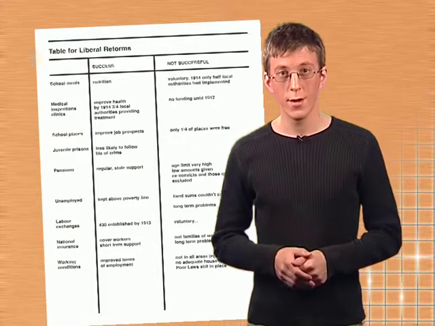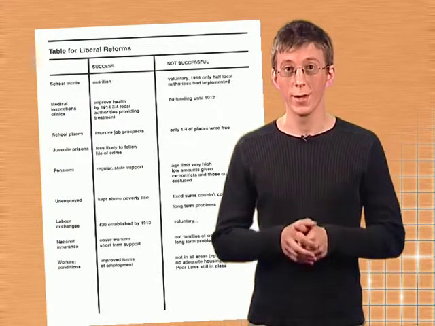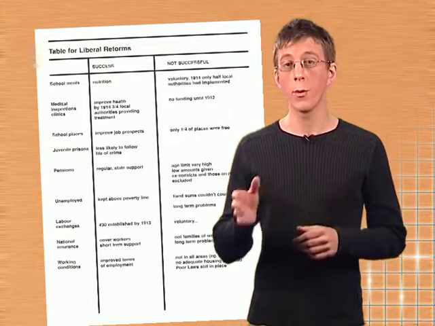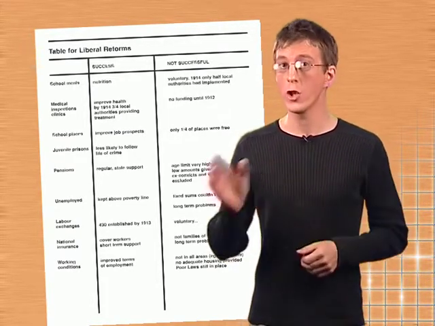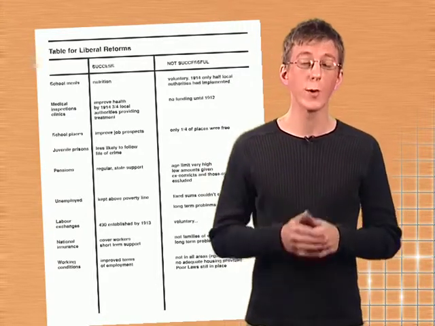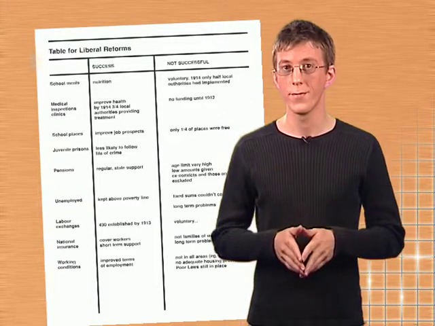Right, over to you. What do you think? I've done the initial analysis for you. Look at the table. How successful do you think the Liberals were at dealing with poverty? Very successful, useless, or somewhere in the middle? Whichever view you take, try to support it with historical evidence.